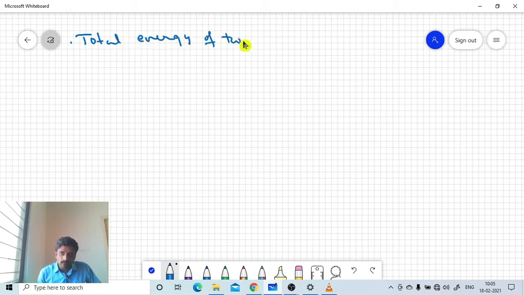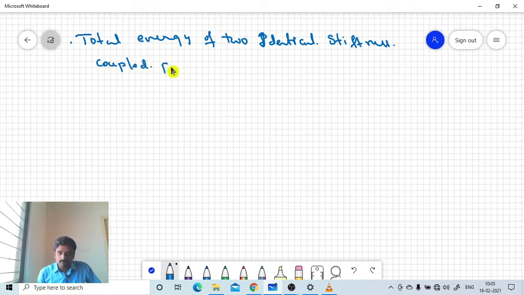of two identical stiffness coupled pendulums.